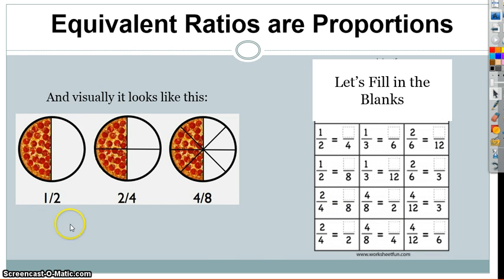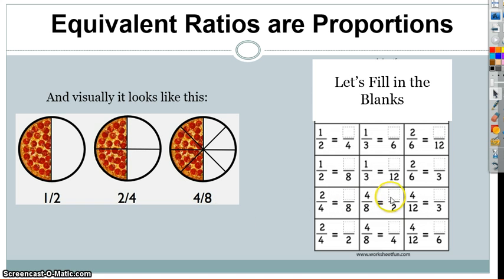And you can see that visually here with our pizzas. We have 3 pizzas that are cut in half. We have 3 halves, but each half is represented by a different fraction. So here we have a half, here we have a half a pizza, but it's represented by 2/4, and this half is represented by 4/8.